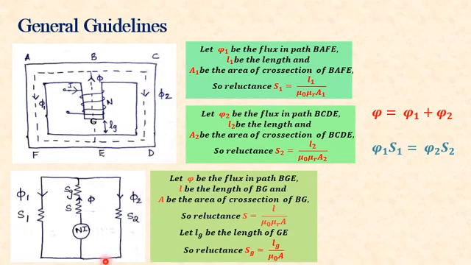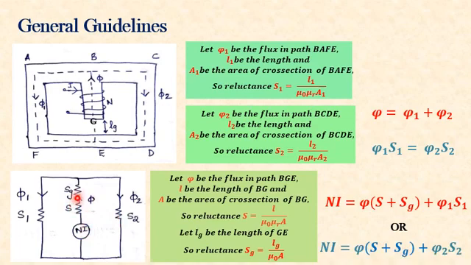Then regarding the total MMF, consider the right loop. We can write total MMF Ni is equal to phi into S plus Sg plus phi 2 into S2. Similarly, we can write Ni is also equal to phi into S plus Sg plus phi 1 S1. So the only difference is that we have to incorporate the reluctance of the air gap. All the other things remain the same.